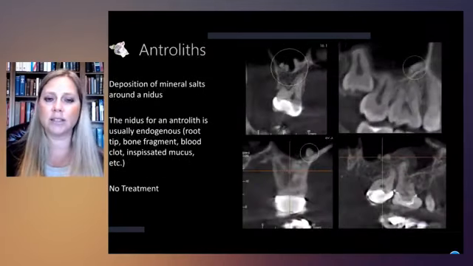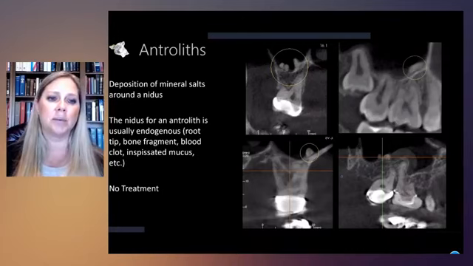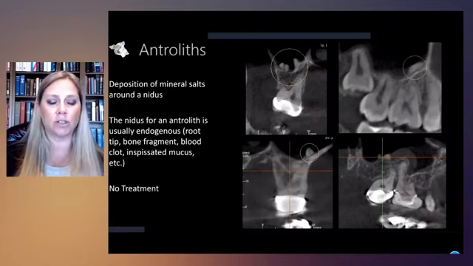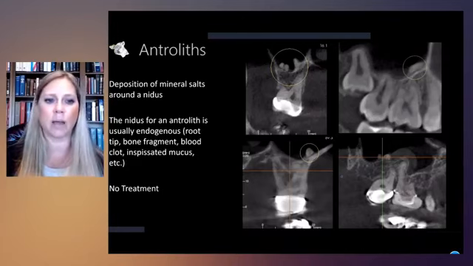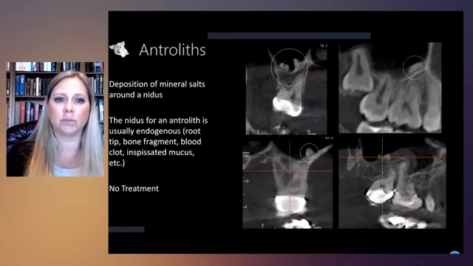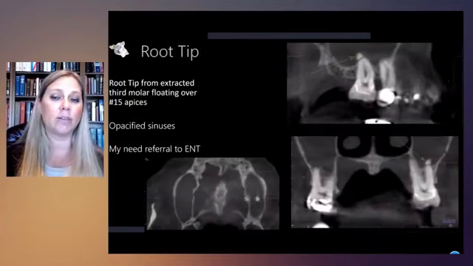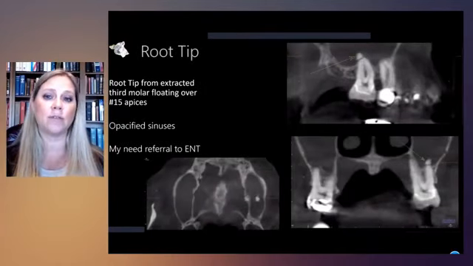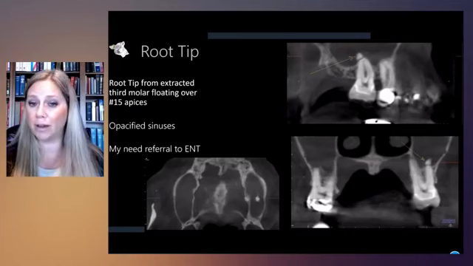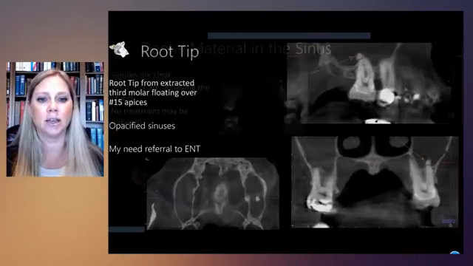We can see various things in the sinus, such as antroliths, which are basically just little stones in the sinus. This is usually as a result of stagnant mucus. We get some type of mineralization, but we can also have a foreign body, such as a root tip. So here we have a root tip in the sinus, and of course we have an incredible mucosal thickening bilaterally. So we'll probably need to go ahead and refer that to ENT.